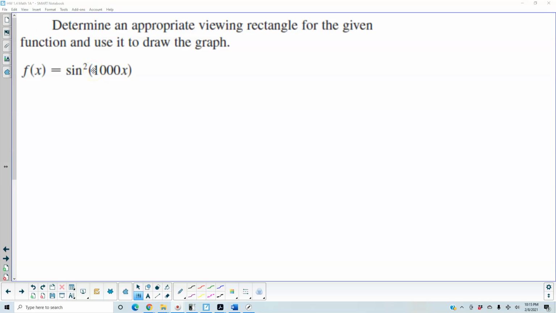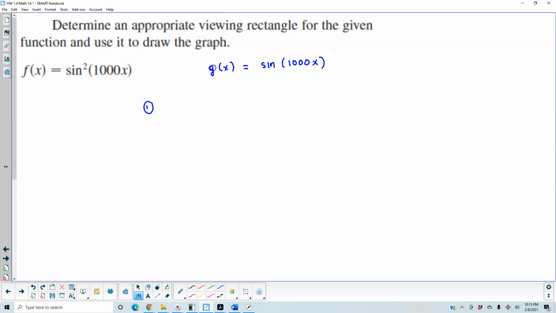Okay, here we want to determine an appropriate viewing rectangle for the given function and use it to draw the graph. We have f of x, which is equal to sine squared 1000x. Now, what we'd have to square, we can call another function g of x, which would equal sine of 1000x. And if we square that, then we would get f of x.